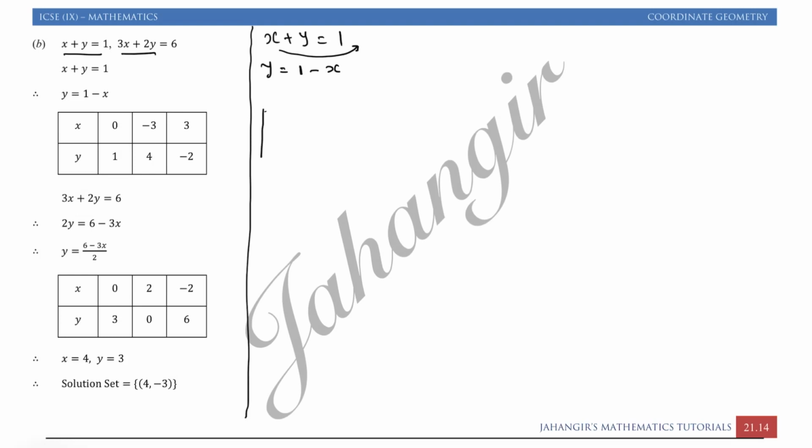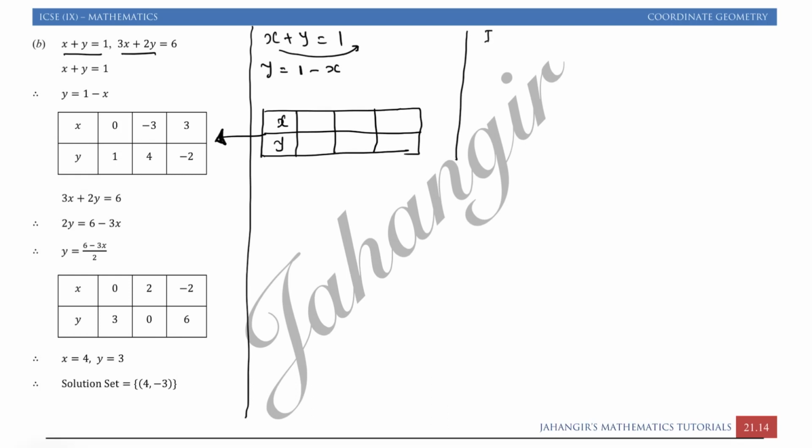Now we will put three values of x and find the corresponding y values. So I can take x and y. I will just follow the same values which I had taken on the left side. Here first value is 0, so I will show you how I got that value. So if x is equal to 0, I can write y is equal to 1 minus the value of x, that is 0, which is 1. If x is 0, y is 1.